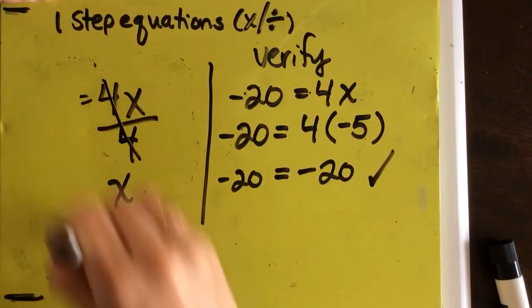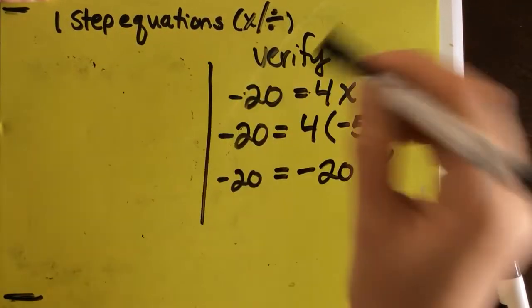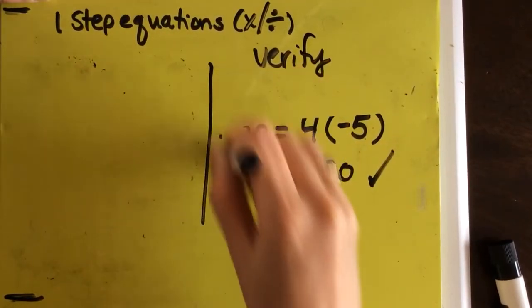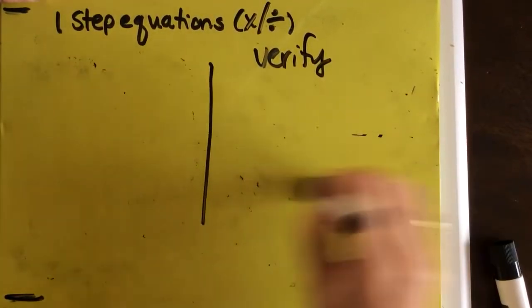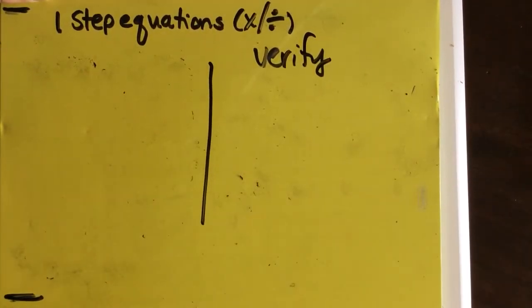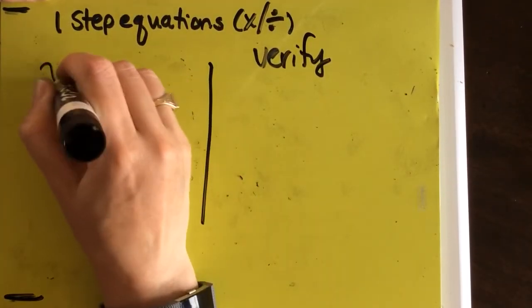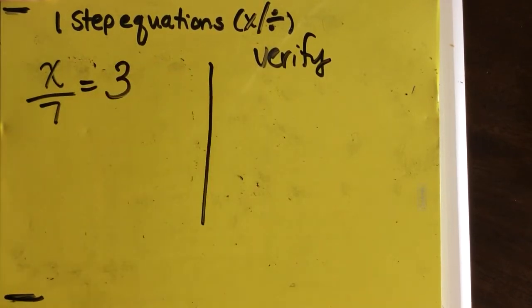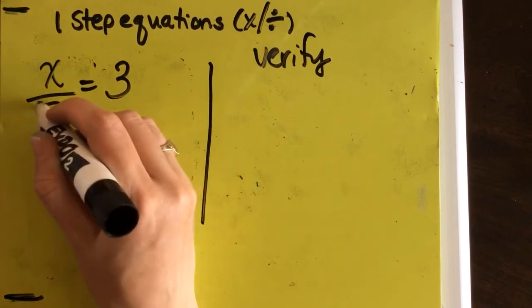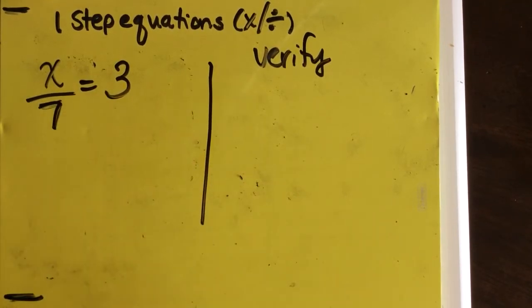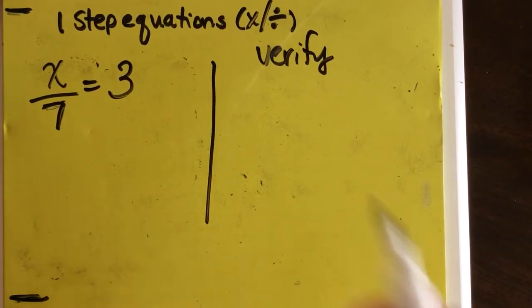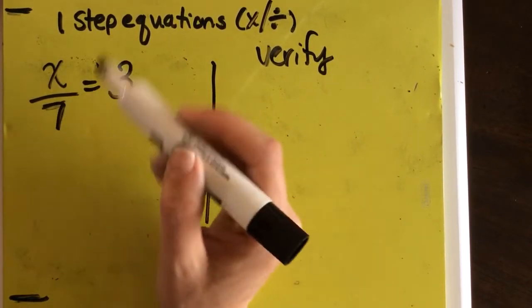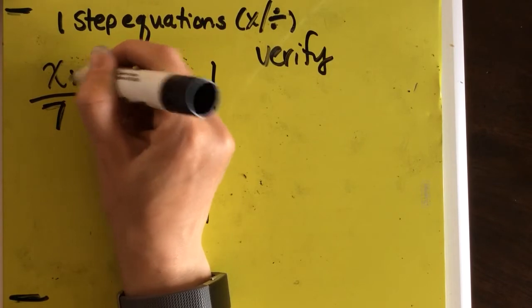All right, let's try some with the opposite operation. We'll start off where x is being divided. So x is being divided by 7, and it equals 3. So if x is being divided by 7 and we want to get rid of that 7, we need to do the opposite operation, or the inverse operation. So the inverse of dividing by 7 is to times by 7.